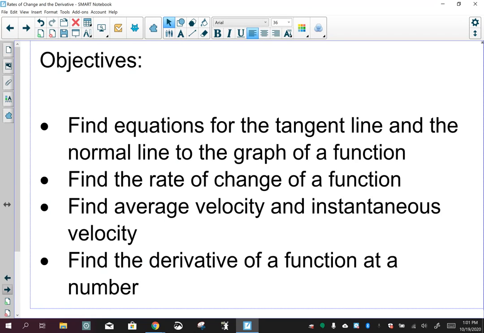So let's talk about what we're actually going to be focusing on today. We're going to find equations for tangent lines and the normal line. We're going to look at the rate of change of a function, the average velocity, instantaneous velocity, and the derivative of a function at a specific number. So that's the order we're going to go in this video. Let's jump right into it.